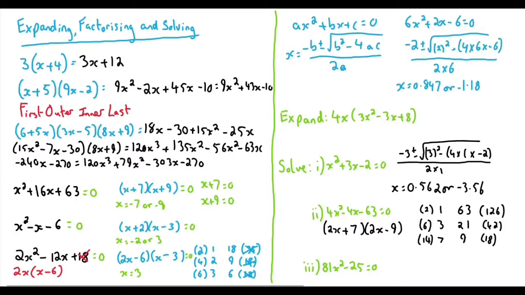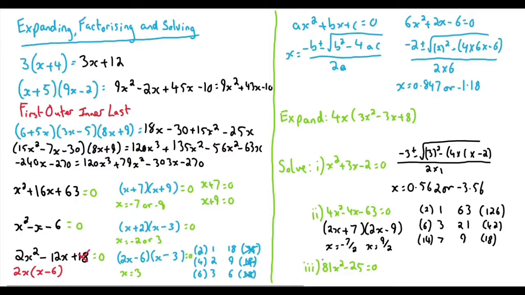To solve then, we have 2x plus 7 equals 0. So if you were to minus the 7 over, 2x equals minus 7. So x equals minus 7 over 2. And then here, 2x minus 9 equals 0. So add the 9 over, 2x equals 9. So x will equal 9 over 2.